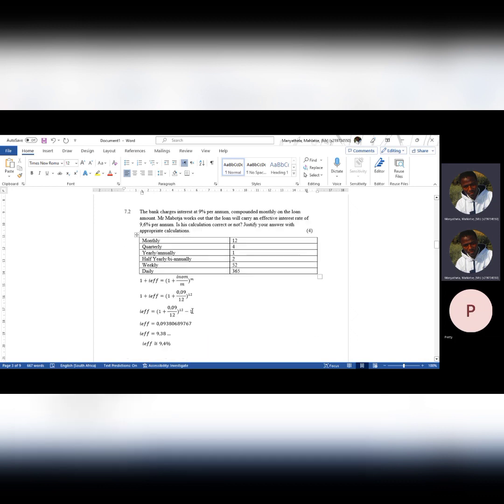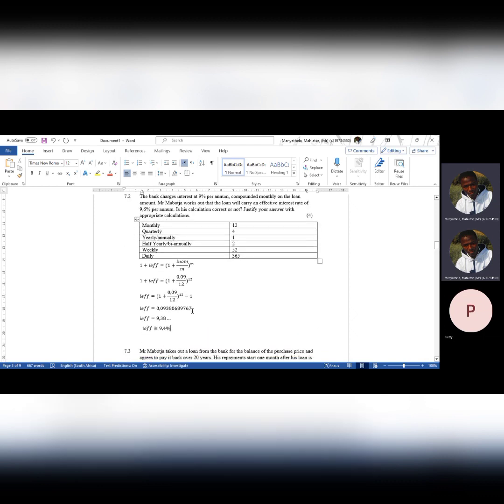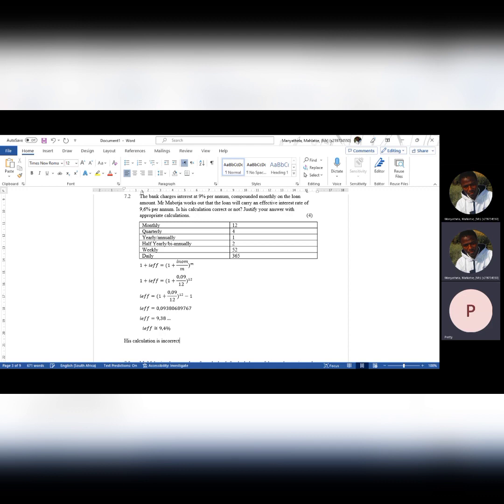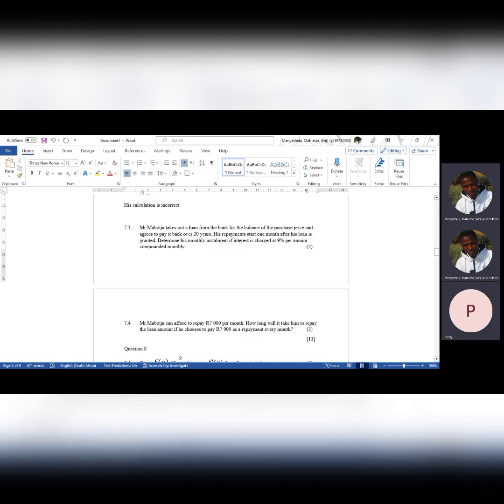But the question was not saying calculate the effective interest rate. It said Mr. Maboja works out that the loan will carry an effective interest rate of 9.6% per annum. Is this calculation correct? Since we didn't get 9.6%, we can conclude by saying his calculation is wrong, it is incorrect.